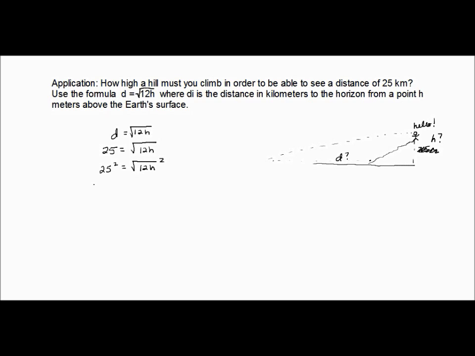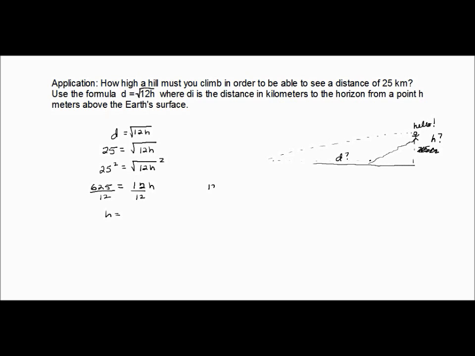And if we work this one out, well, 25 squared is 625. Go ahead, ask me how I know that one so fast. And 12h is our result of squaring the square root of 12h. And then we divide both sides by 12. So we divide by 12 over here. And so h is going to be the result of dividing 625 by 12.